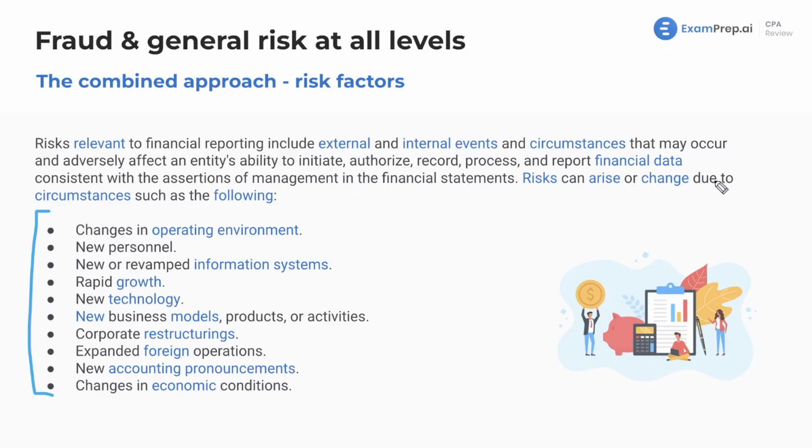Risks can arise or change due to circumstances such as the following. Again, all this is saying is these are just risks that could affect our engagement as a whole. What are our factors here? We've got the changes in the operating environment. Could be anything. Maybe the economy's getting a little more rough. Maybe your suppliers are charging more. Just changes in general. Maybe you are making new products. Super broad here, but this obviously could bring risks.